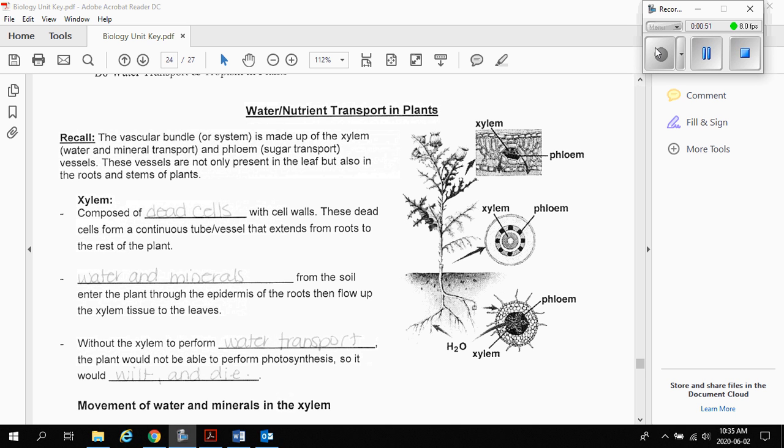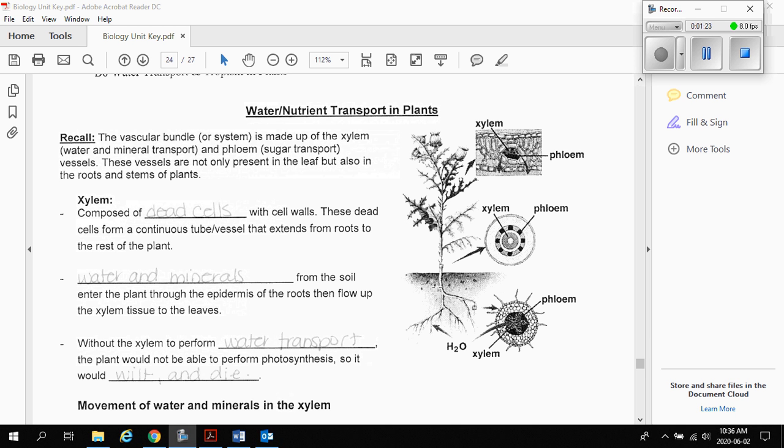So xylem overall are composed of dead cells with cell walls. So these dead cells can form a continuous tube or vessel that extends from the roots to the rest of the plant. So the way that I kind of think of it is if you had a whole bunch of straws and you basically stuck the end of one straw into the other end of the next and just created this really long tube throughout the plant. So they're dead cells, they're not actually living, but they allow this water transport.